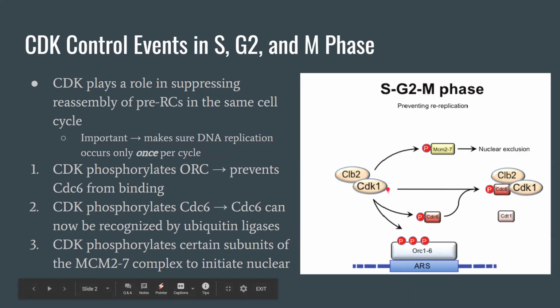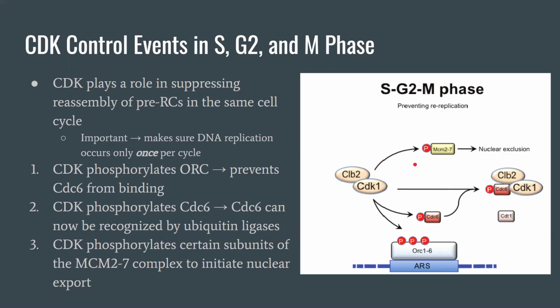And then the third way that it prevents re-replication is CDK phosphorylates the MCM2-7 complexes to initiate nuclear export. So once it phosphorylates this MCM complex, which is involved in replication, then it will be sent out of the nucleus, so it can't participate in replication anymore.